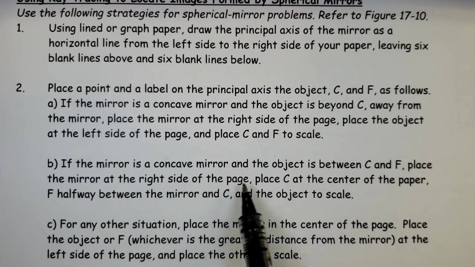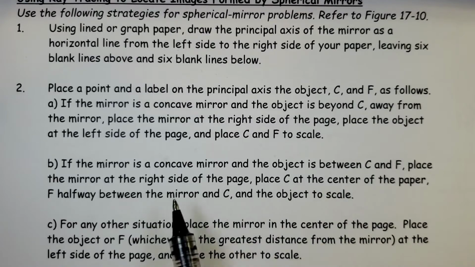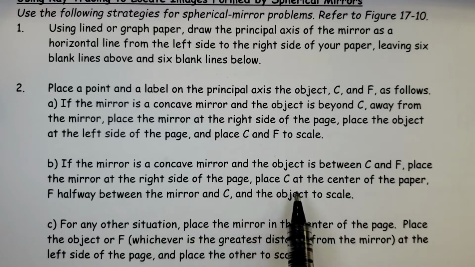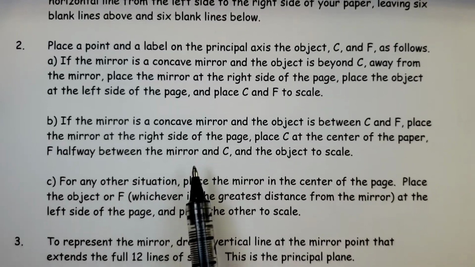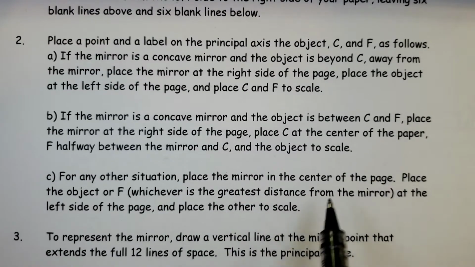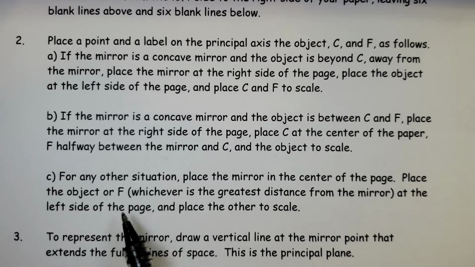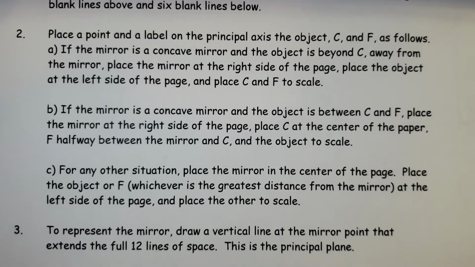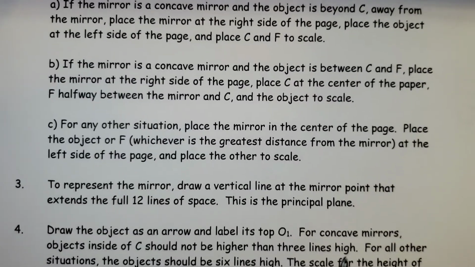If the mirror is concave and the object is in between C and F, place the mirror on the right side of the page, place C at the center of the paper, and F halfway between, and then draw it to scale. For any other situation, place the mirror in the center of the page, place the object and F at the left side, and place it to scale. And we'll see when we draw them how that in fact works.